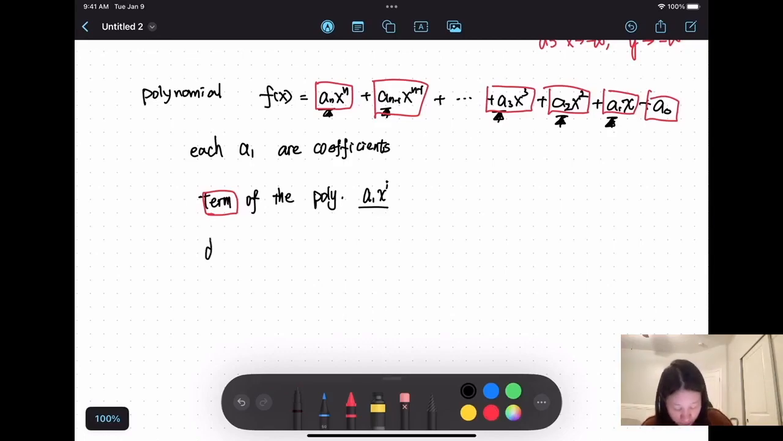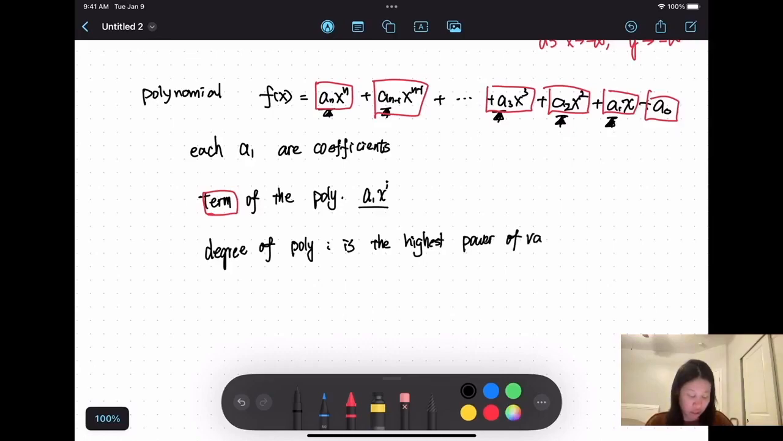So the next concept is the degree of a polynomial. The degree of a polynomial is the highest power of the variable that occurs in the polynomial. So in this case, what is our degree? What is the highest power? It is our n, right? In here, that is the highest power, n.